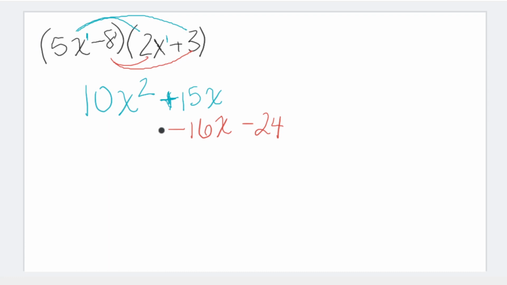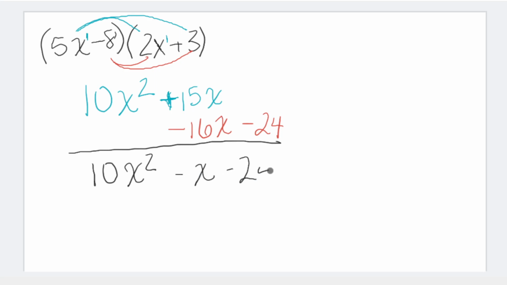And then just like we did with polynomial addition, you just add down. So in this case, I get 10x squared, 15x and negative 16x is negative 1x, minus 24.